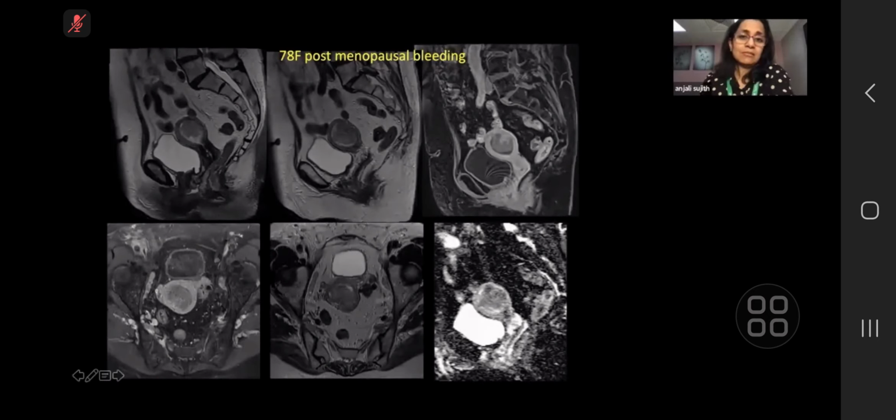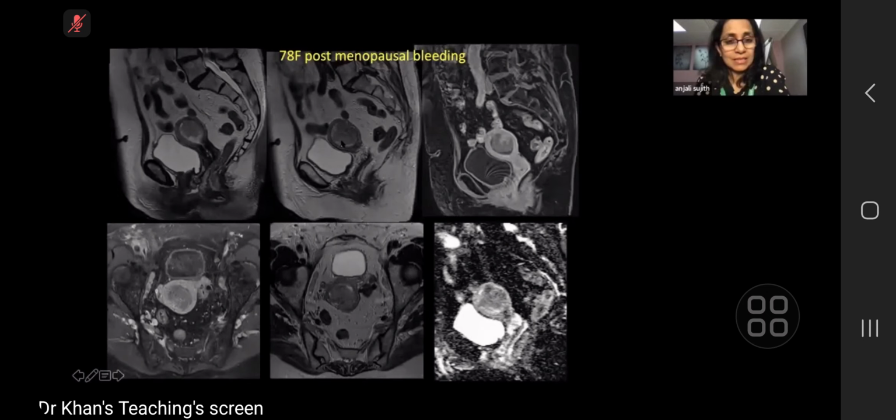Okay, so this is endometrial cancer. Okay, this is endometrial. You've described it nicely. This is endometrial carcinoma. So we can see an intermediate signal mass occupying the endometrial cavity. So if you look in the non-contrast T2 images, it will look slightly brighter than the outer myometrium.